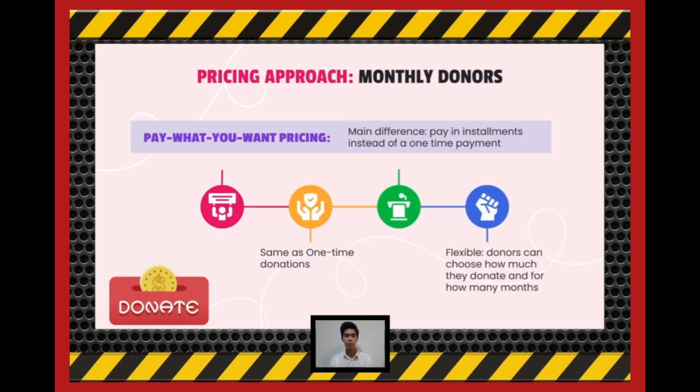For the segment of monthly donors, monthly donations follow the same pay-what-you-want pricing approach as one-time donations, with the only difference being that they pay the amount throughout a few months instead of in full. Save the Children allows donors to donate any amount more than $3 for however many months they wish. Due to the flexibility of Save the Children's donation amount for this service, it can be concluded that they use a pay-what-you-want pricing approach for monthly donors as well.